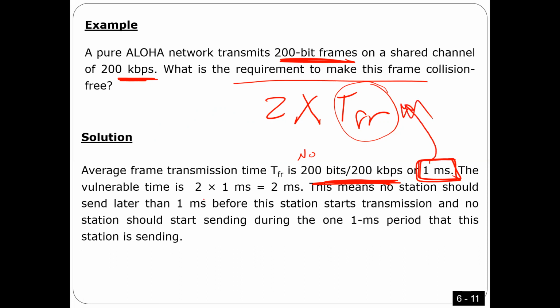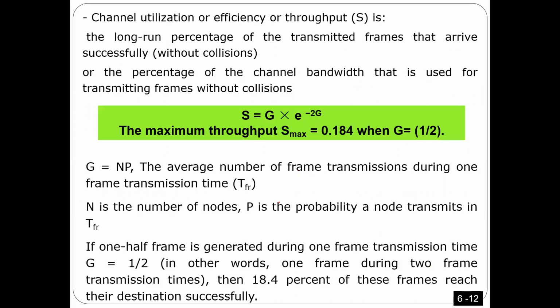So the requirement is, if I want to make sure there is no collision, I have to make sure there is no transmission during the vulnerability period, which is 2 times 1, so 2 milliseconds. No one else should transmit during this time. Any questions? Okay, good.